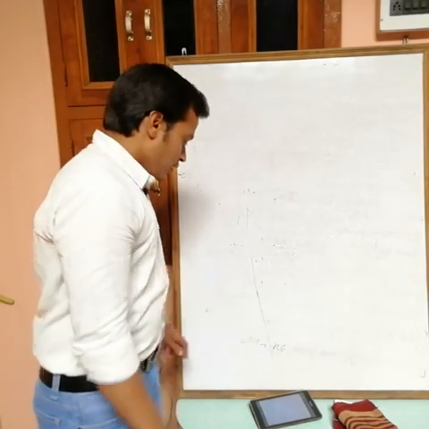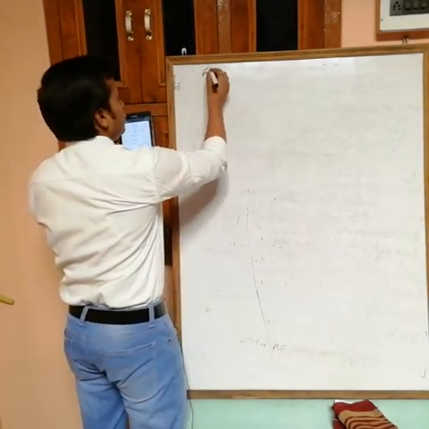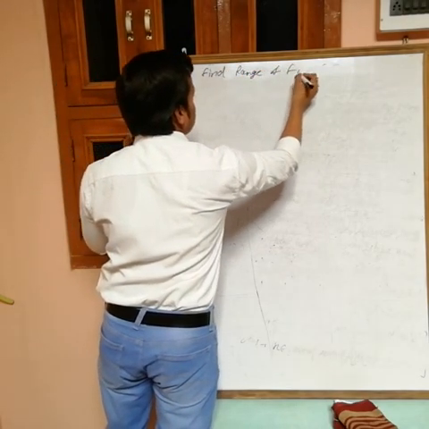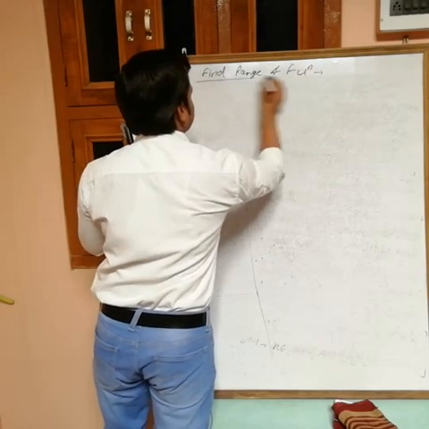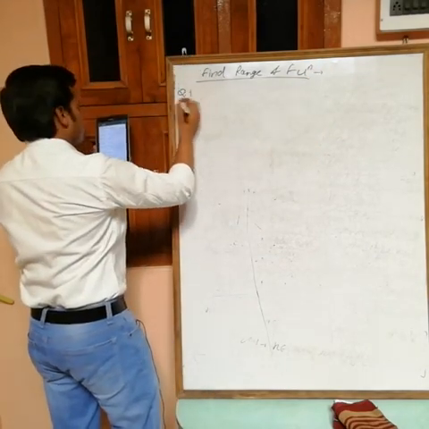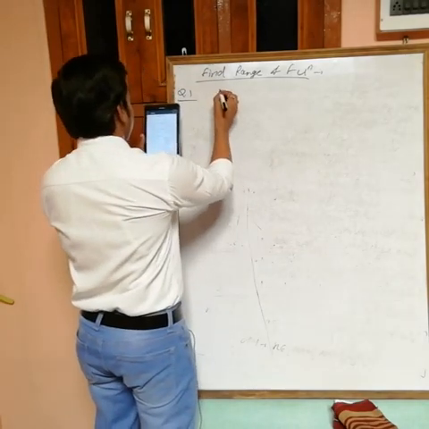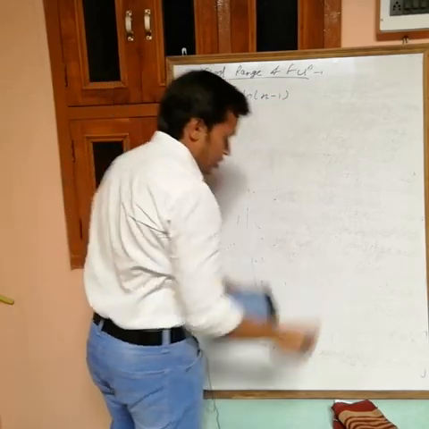Sorry. Now next one is find the range of function. First question, we have to start with a simple one, the simplest. y equals ln of x minus 1.